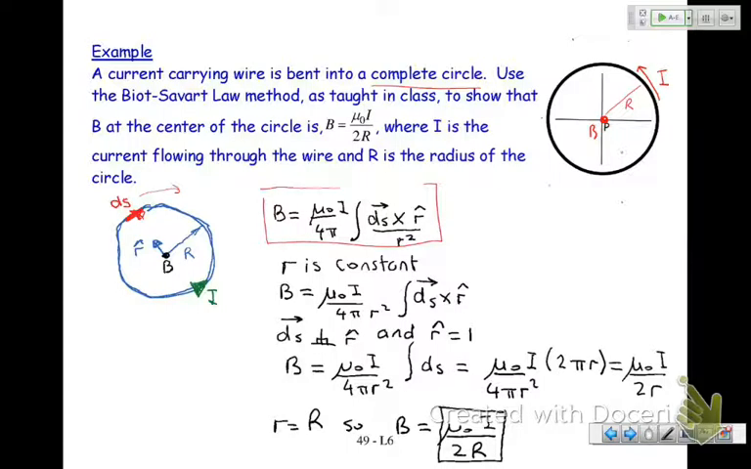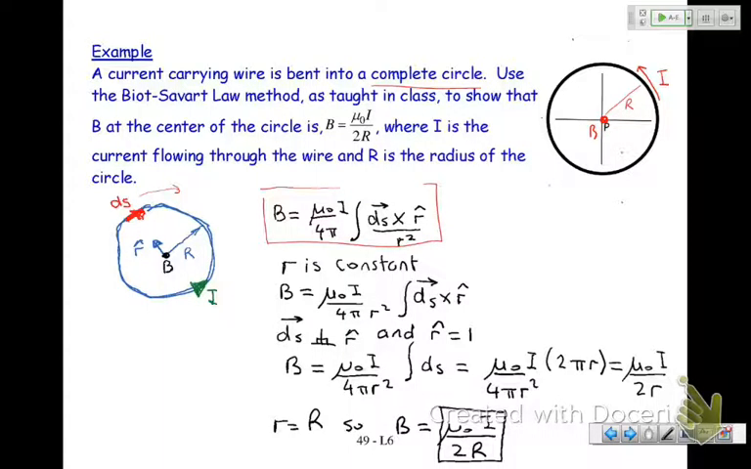So there's my ds from one side to the other. And then I have my R, and my R points from my point of interest towards the section that I'm imagining. So it points from the center to my ds. And the radius, I've shown it as little r squared here. It's big R squared on my diagram, so I'll get to that in a minute.